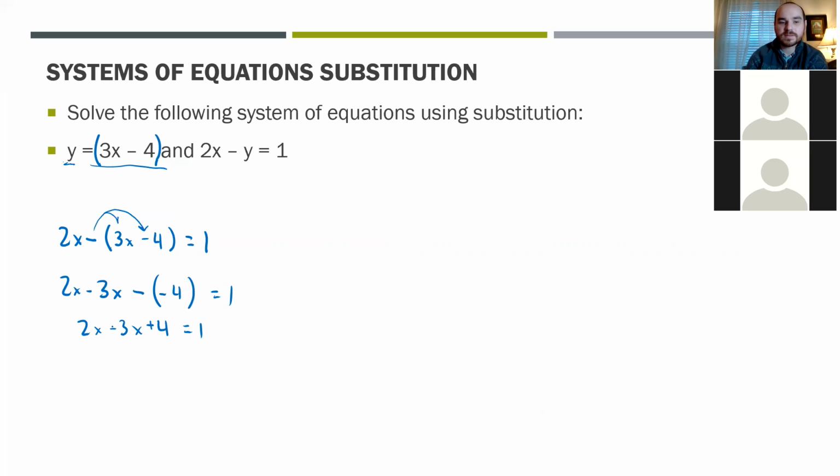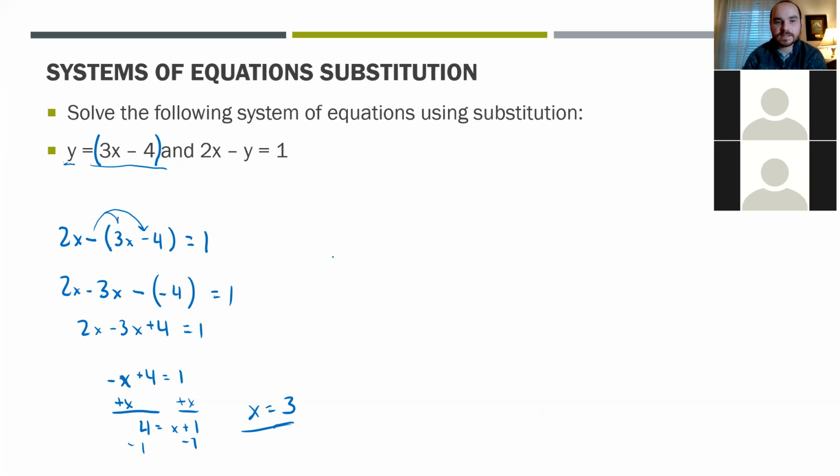Now we can start to solve this. So we can simplify 2x minus 3x, that's negative x, plus 4 equals 1. And then from here, we just need to solve for x. Easiest way is going to be to add x to both sides. That gives us 4 equals x plus 1. And then we're going to subtract 1 from both sides. So we should get x equals 3.